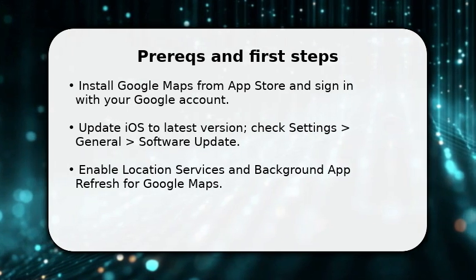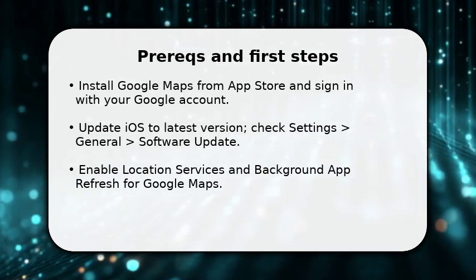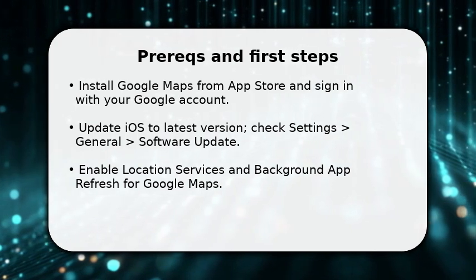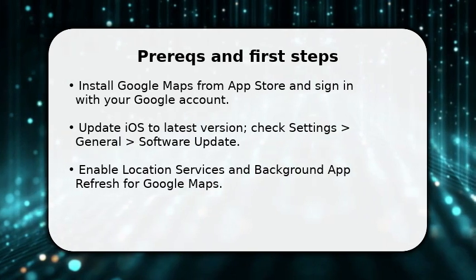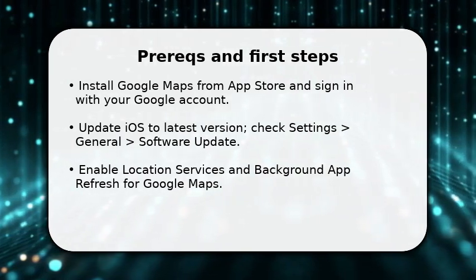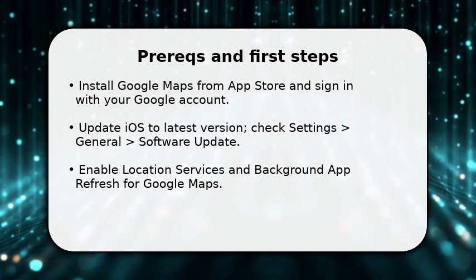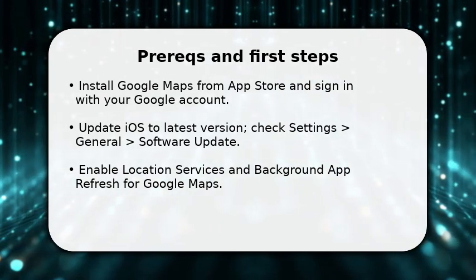Open Settings, tap Privacy, Location Services, find Google Maps and set to While Using or Always if needed. Also enable Background App Refresh so directions update. These steps prepare your phone so subsequent changes stick and give reliable navigation data.